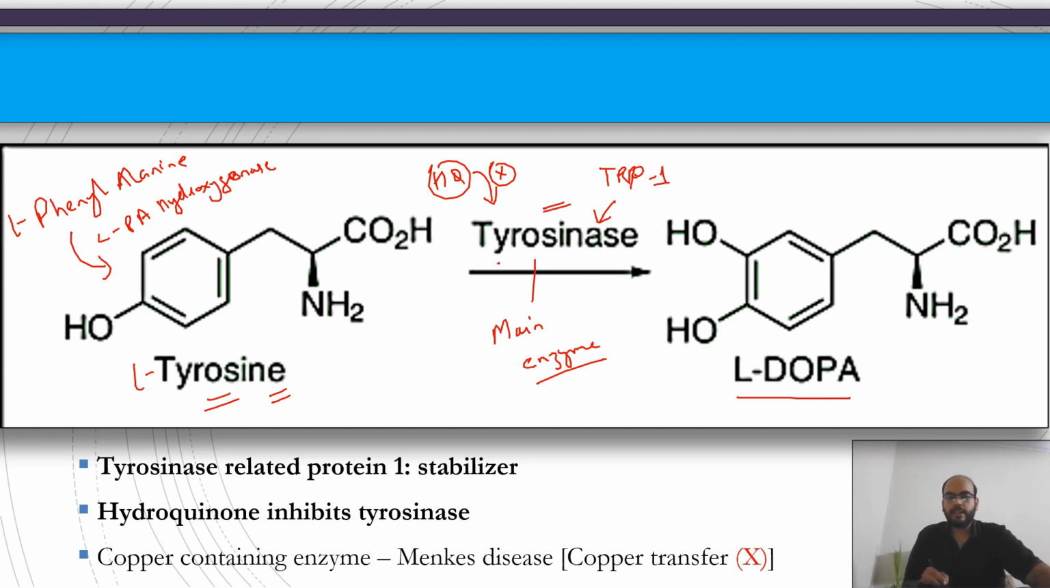Tyrosinase is a copper-containing enzyme. So in disorders like Menkes disease, in which copper transfer is not proper, you will have a badly functioning tyrosinase, and that is why you see pigmentary dilution of hair in Menkes disease. Okay, now you got everything. The first step is L-tyrosine to L-dopa via the enzyme tyrosinase. Let's move forward.